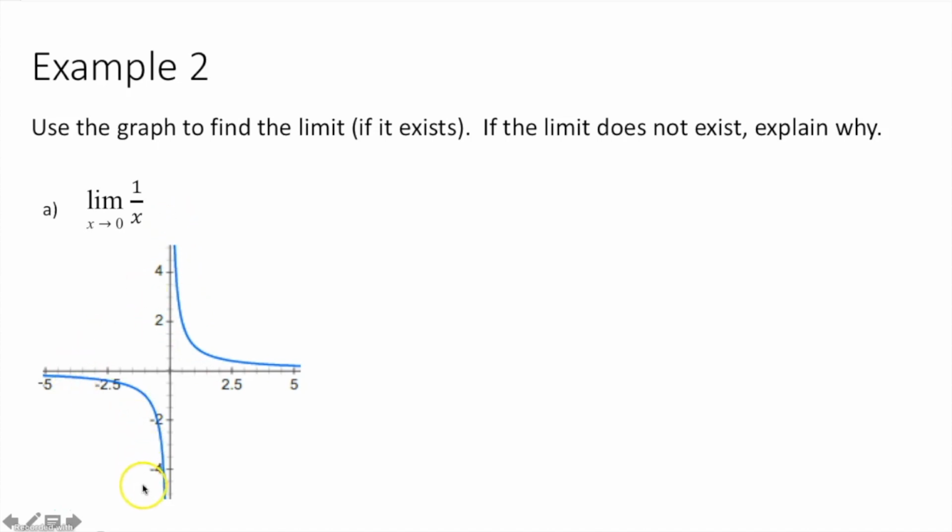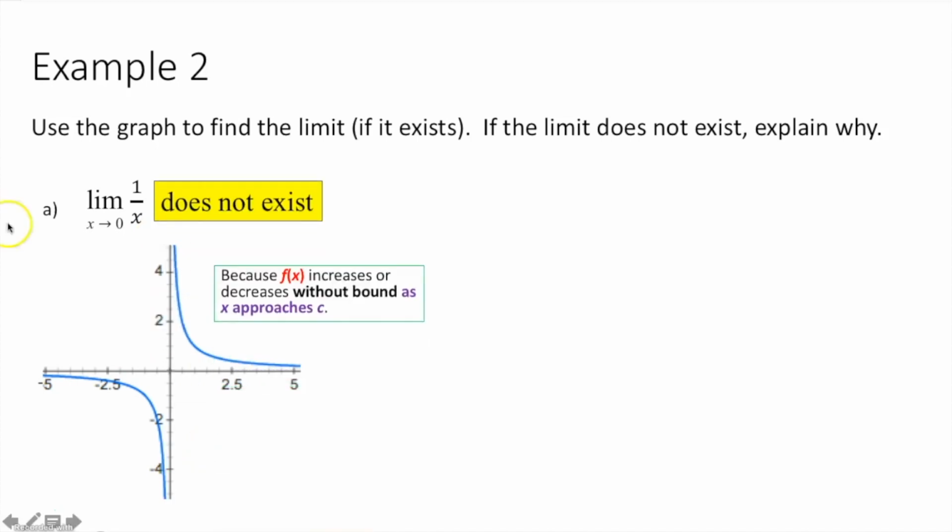Now, because these approach two different infinities, you could say that the limit as x approaches 0 of 1 over x does not exist. And for right now, even if they did both approach positive infinity or both approach negative infinity, we would say that the limit does not exist. Later on, if they go towards the same infinity, we're going to specify that. We're going to say that the limit would equal positive infinity or negative infinity.